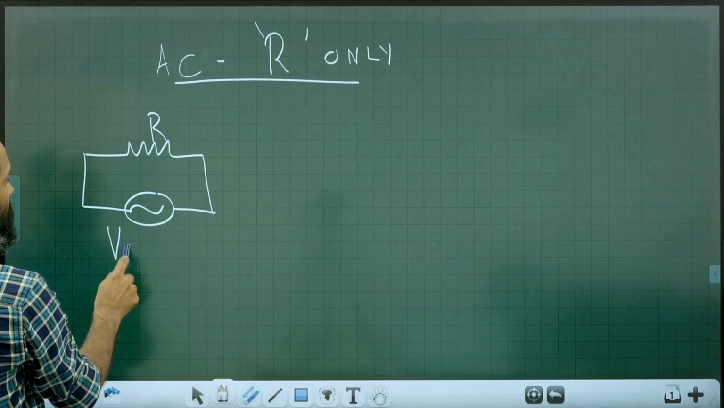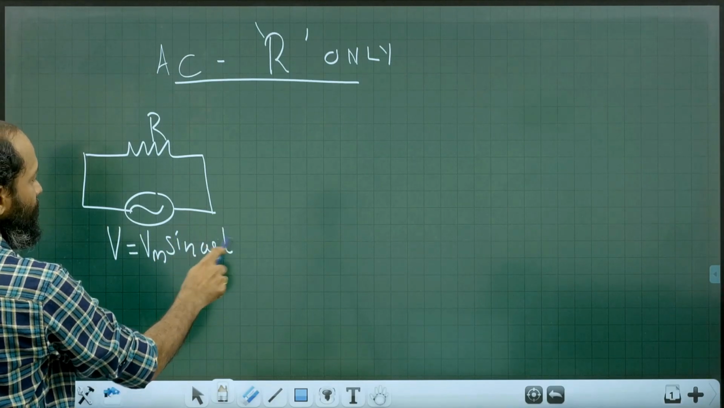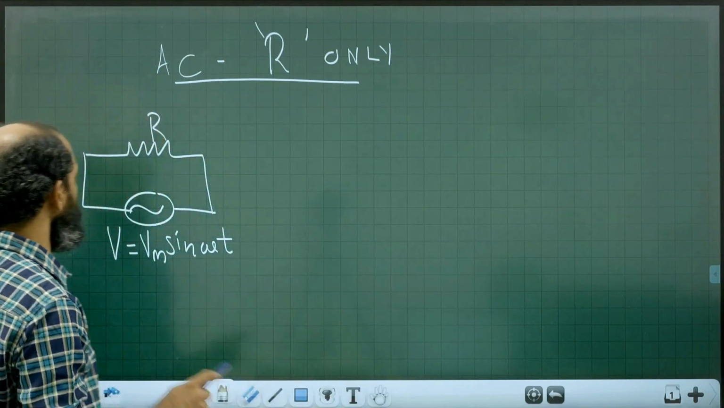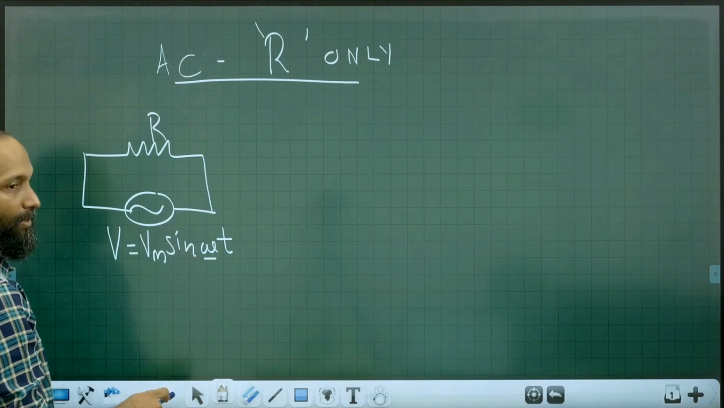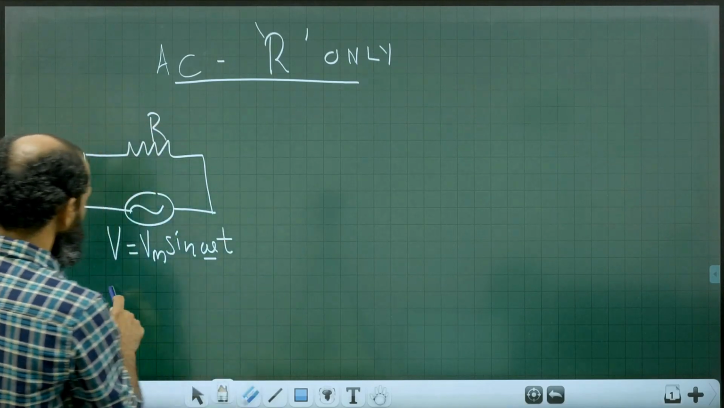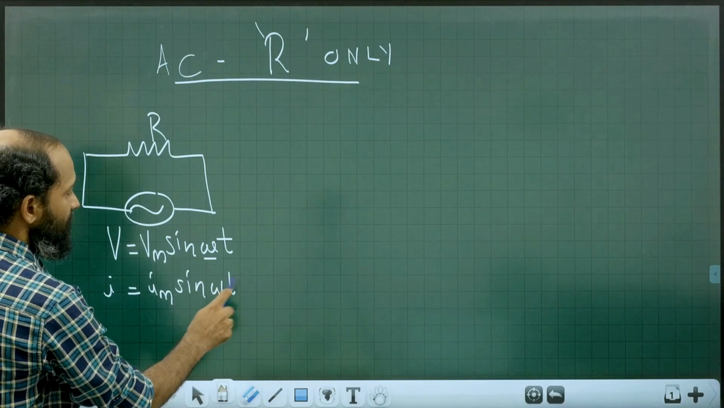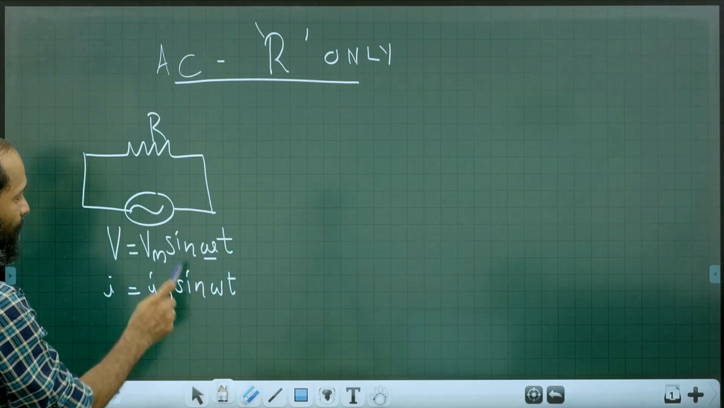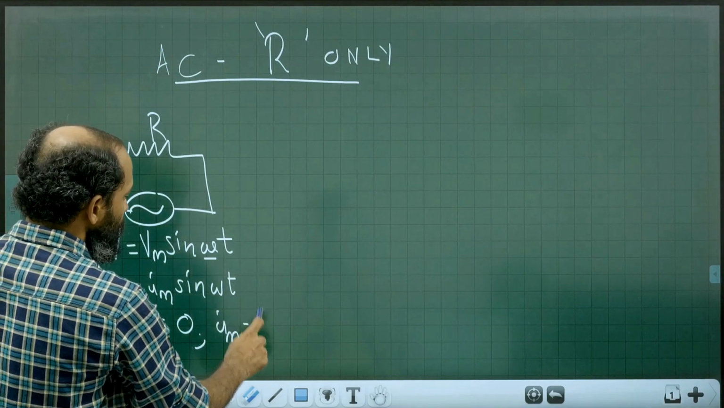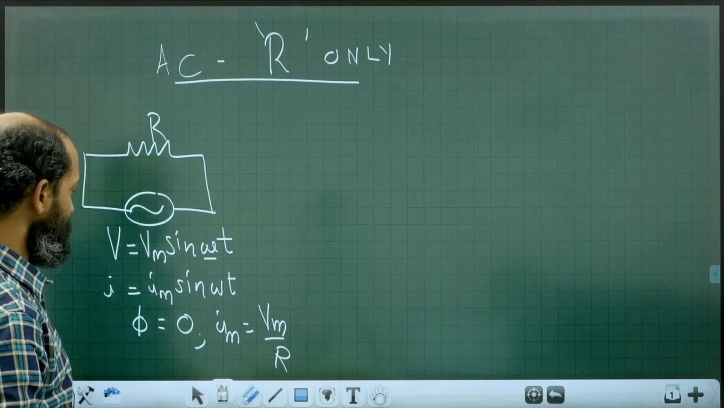AC voltage supplied is V equal to Vm sin omega t, where Vm is the voltage amplitude and V is the instantaneous voltage. Omega is the angular frequency of the AC voltage supply. Then the equation for current is Im sin omega t, which makes it clear that the phase angle between voltage and current is 0, where Im is equal to Vm divided by R, where R is the resistance.